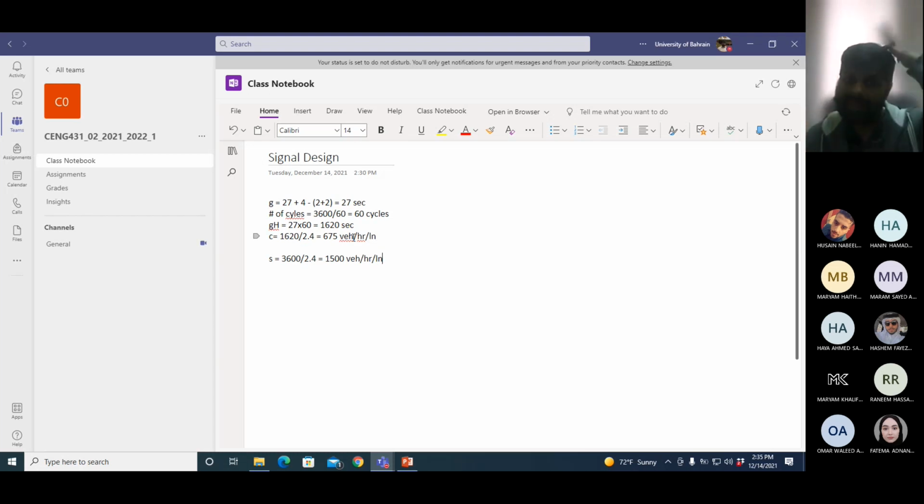Now, as I told you, you may achieve flow rate equal to S if the entire cycle length was effective green. This is what I said, that if the entire cycle length was effective green, so for the whole hour you will have effective green, then the flow rate can be equal to S. But actually this is not the case. So how much of the cycle length is effective green? 27 seconds out of 60 is effective green. So if all 60 seconds were effective green, capacity will be equal to S.